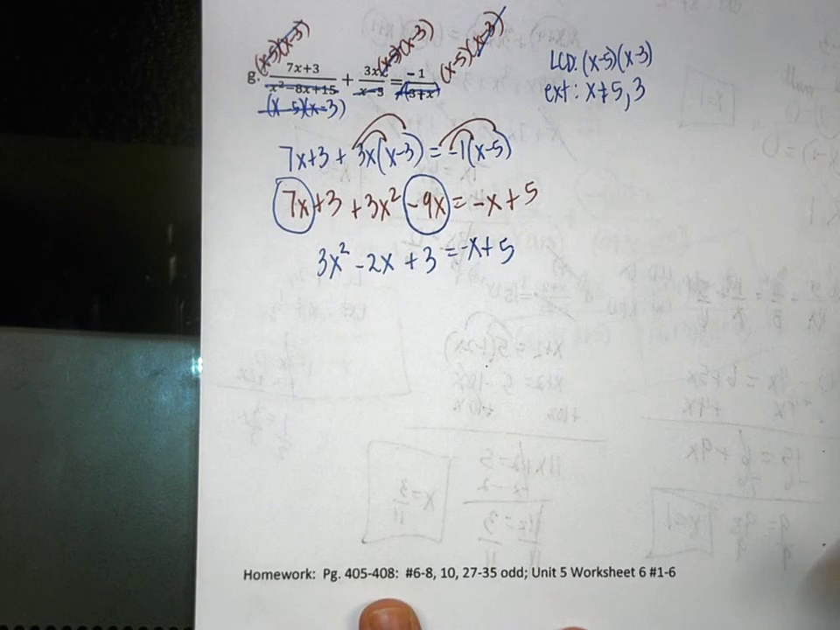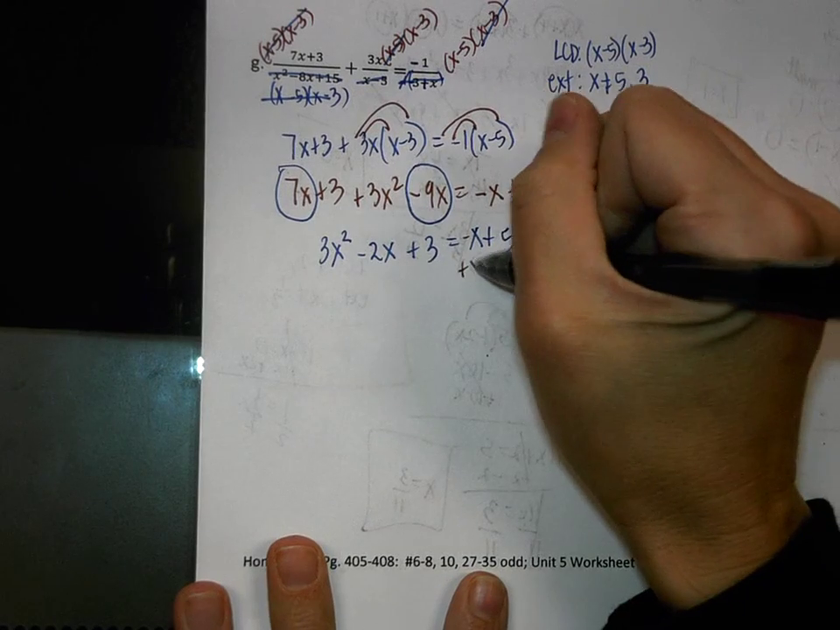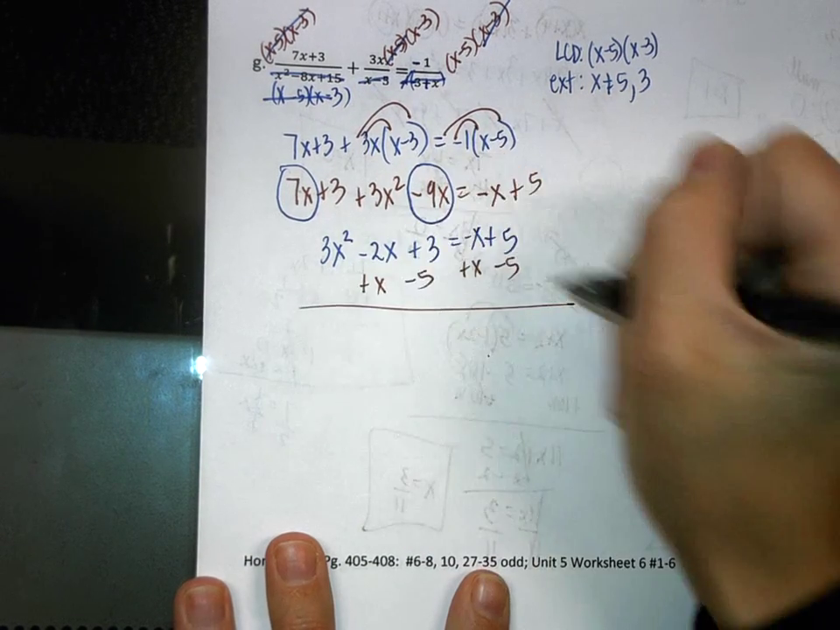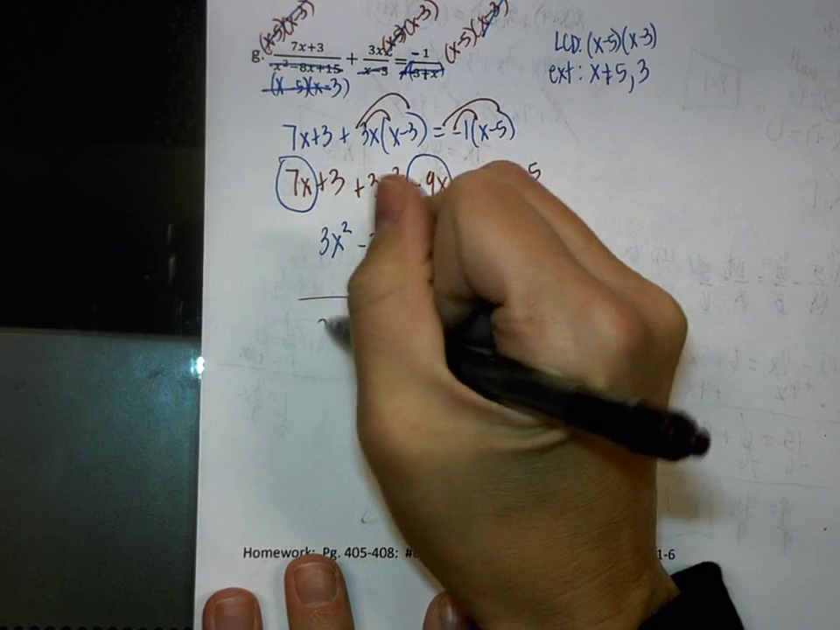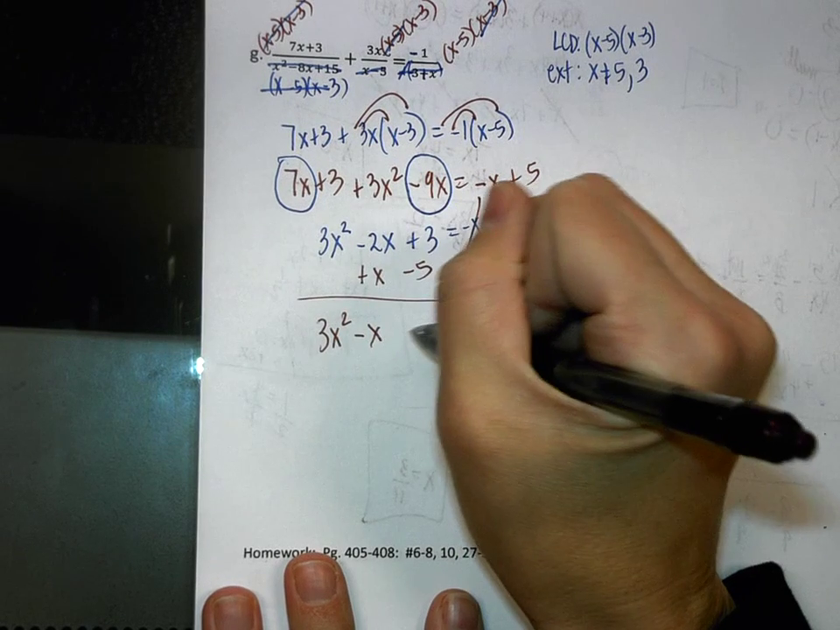Next, what will I do? Add x, subtract 5. Good. Add x and subtract 5. Cancel, cancel. And so we have 3x squared minus x minus 2. Good. Minus x and minus 2 equals 0.